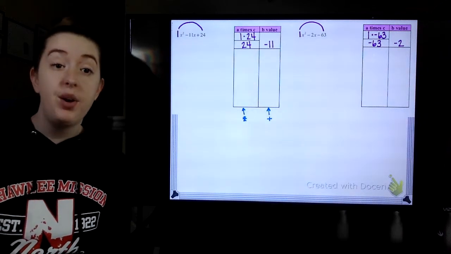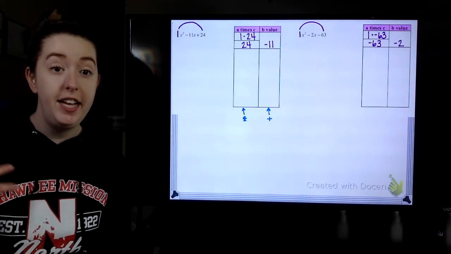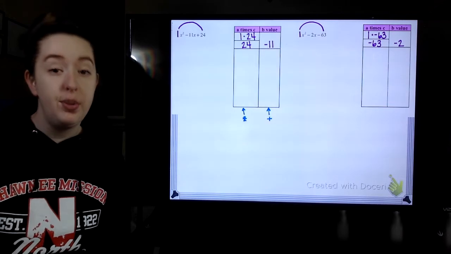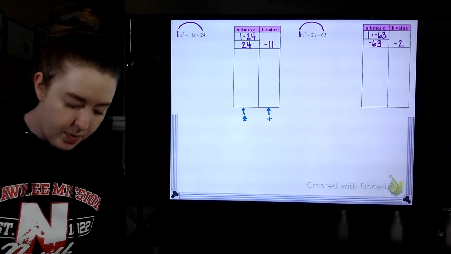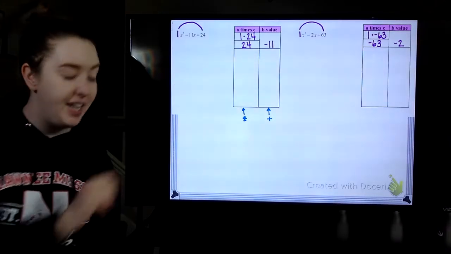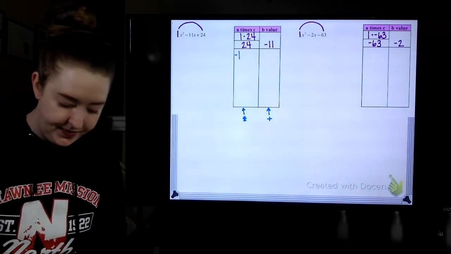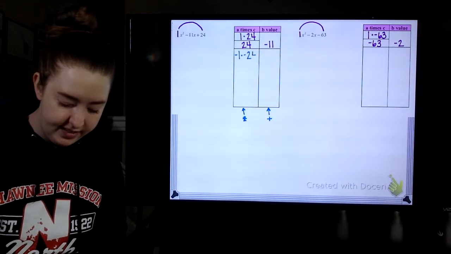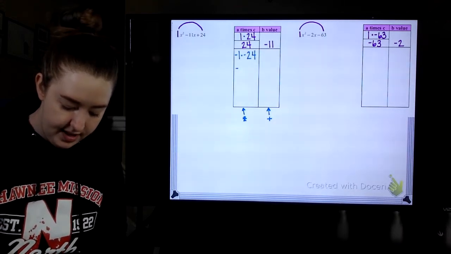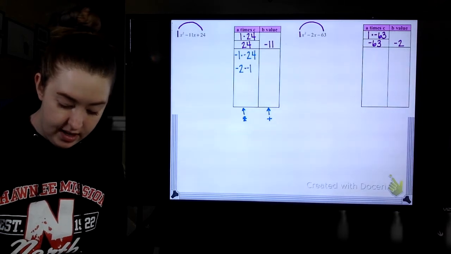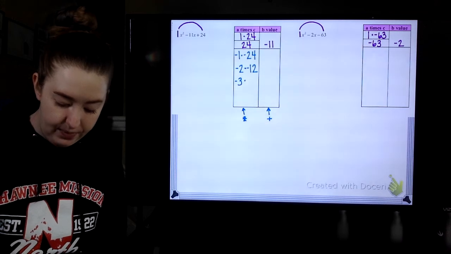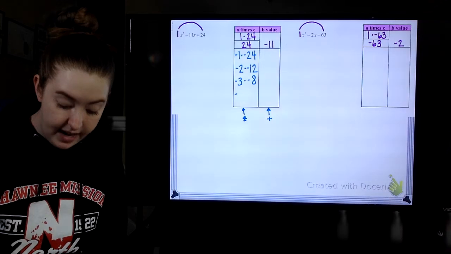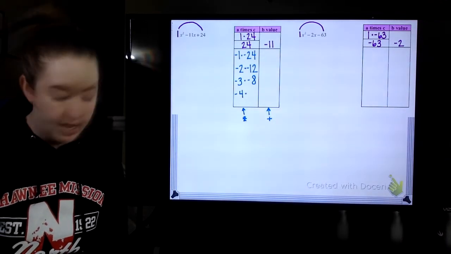In our last video, we made factors of each term, right? Now we're going to write factors of each of my a times c's. So my factors of 24, and I know they both need to be negative. So I'll have negative 1, negative 24, negative 2, negative 12, negative 3, negative 8, negative 4, negative 6.